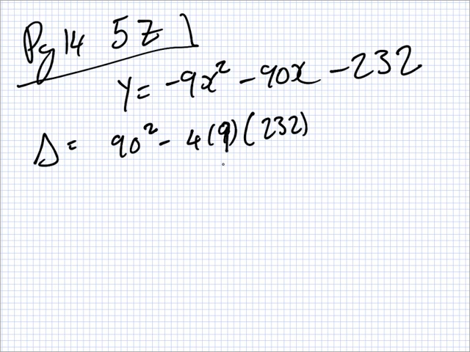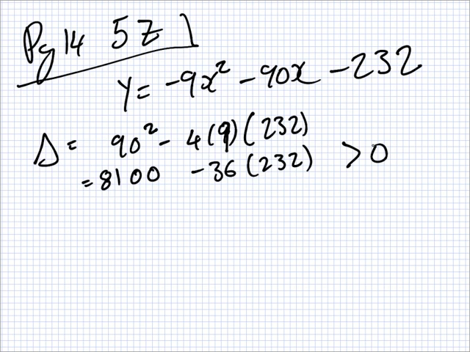Cancel out. Is this positive, negative, or 0? This is 8100, isn't it? Minus 36 times 232. I feel like this should be positive, right? Oh no, maybe not actually. 4 would make 1,000. 36, 18, 9. Oh no, this could be negative. Well, what is it? People with calculator, person without calculator. What is this?